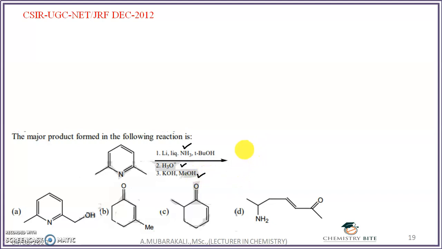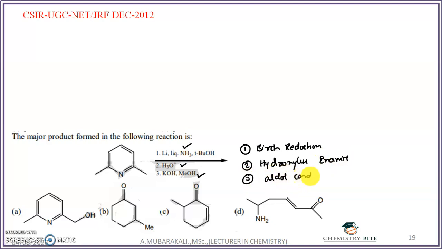So here you should know three topics. First one is what is the role of lithium in presence of liquid ammonia and tertiary butyl alcohol. So this reaction is the Birch reduction. What about the second? This is the hydrolysis of the enamine. So what is the role of water? Here you can see this concept name is hydrolysis of enamines. The third reaction is an aldol condensation reaction.